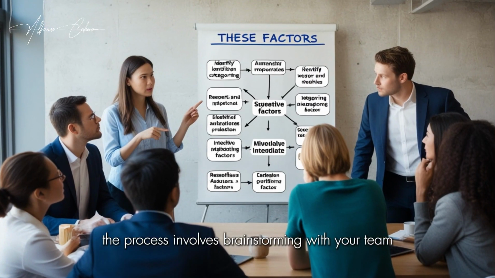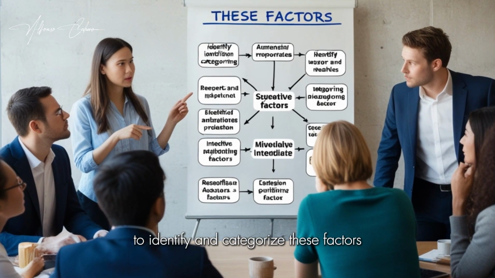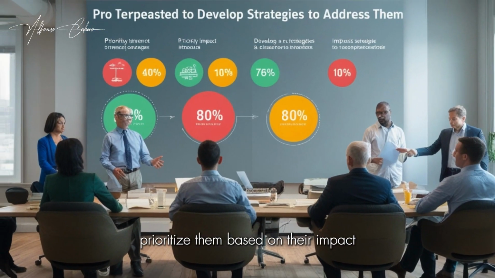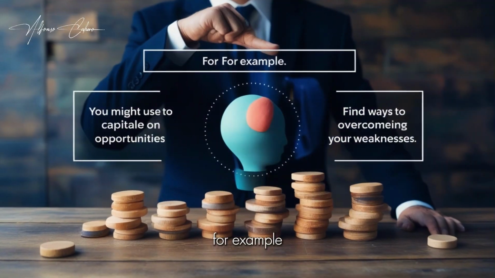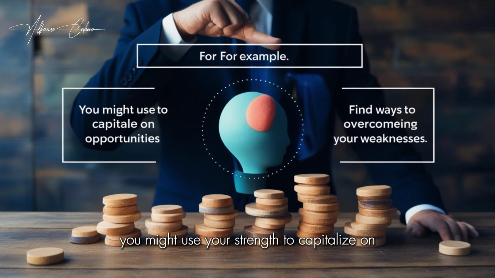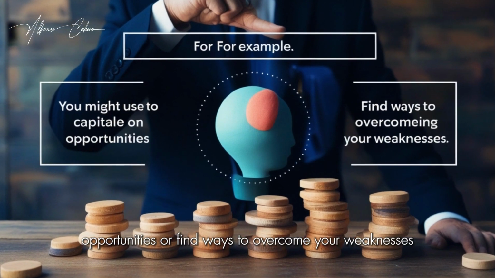The process involves brainstorming with your team to identify and categorize these factors, prioritize them based on their impact, and then develop strategies to address them. For example, you might use your strengths to capitalize on opportunities or find ways to overcome your weaknesses.